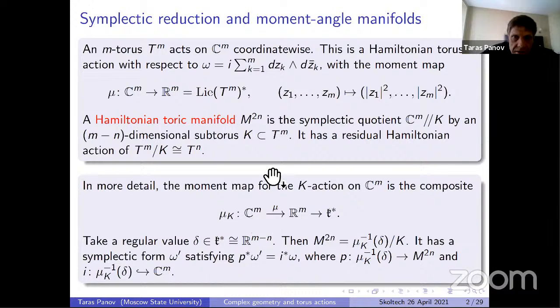So if you restrict the standard symplectic form on C^m, then it's degenerate. But its kernel is precisely the tangent space to the K orbits. So if you take the quotient by the K orbits, then the form becomes non-degenerate. So in other words, there is a symplectic form omega prime on this 2n-dimensional manifold, such that if you lift it to this level set for the moment map, then you get precisely the restriction of the symplectic form on the original space.